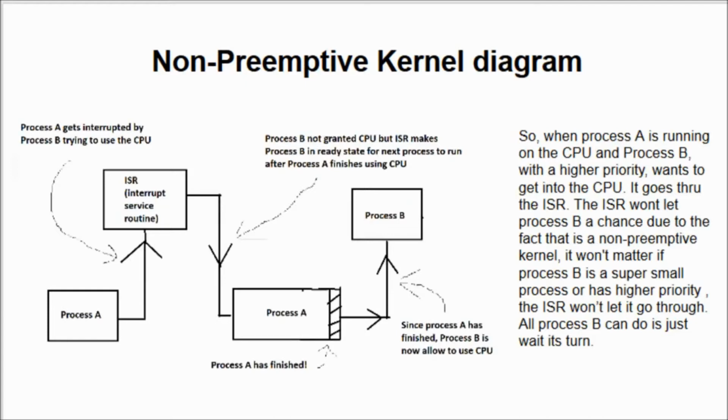So when process A is running on the CPU and process B, with a higher priority, wants to get into the CPU, it goes through the ISR. The ISR won't give process B a chance due to the fact that this is a non-preemptive kernel. It won't matter if process B is a super small process that will take less time than process A, or if it has a higher priority, the ISR won't let it go through. All process B can do is just wait its turn.